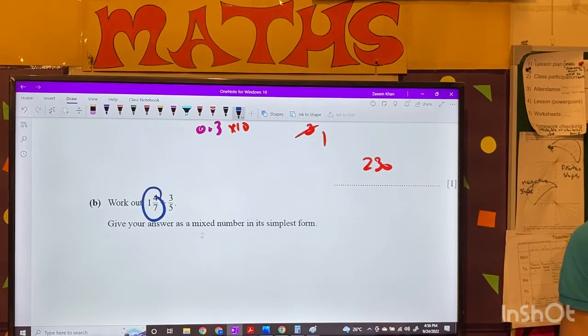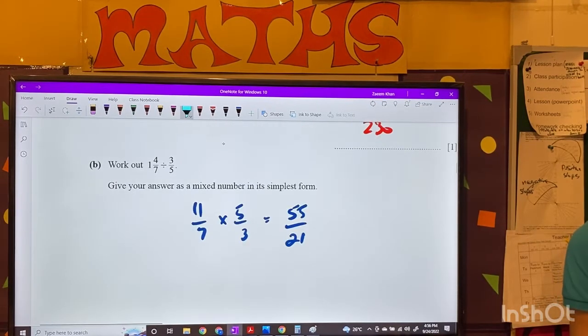What are we going to do with this first? Fraction of 11 over 7. Yes. और divide के साइन के साथ क्या करेंगे? Multiply कर देते हैं. Multiply into 5 over 3. That gives us 55 over 21. Now the question says give your answer as a mixed number.